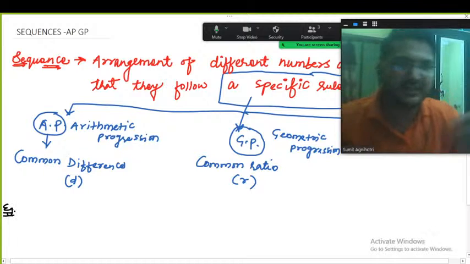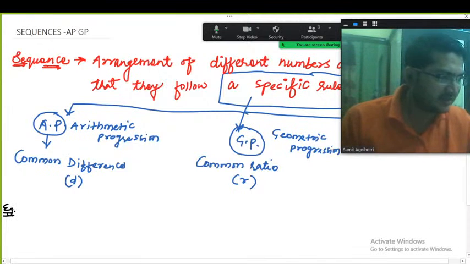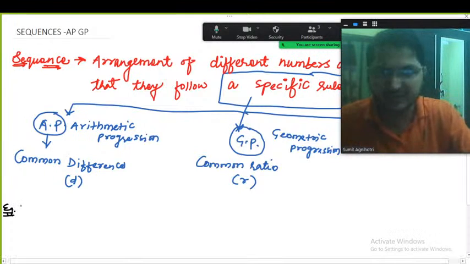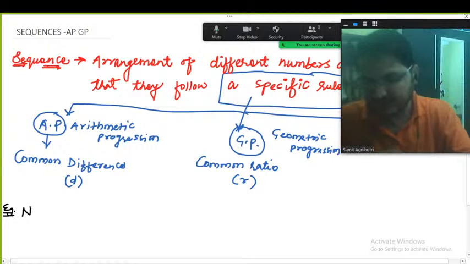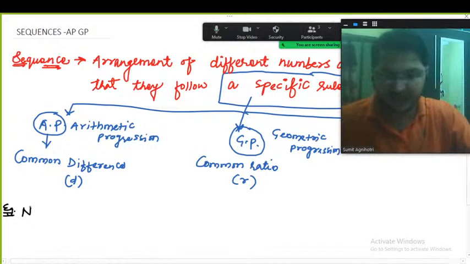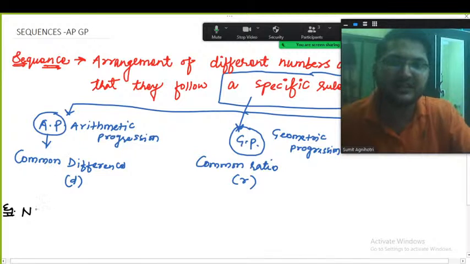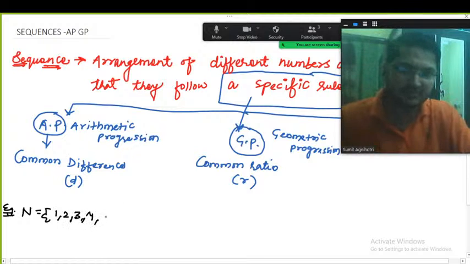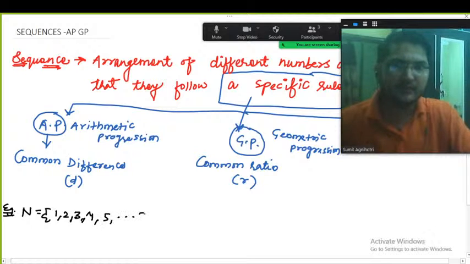You are familiar with numbers like natural numbers. If you want to figure out some natural numbers, what are different natural numbers that you know? It's 1, 2, 3, 4. They all are natural numbers. So is the common difference like +1?